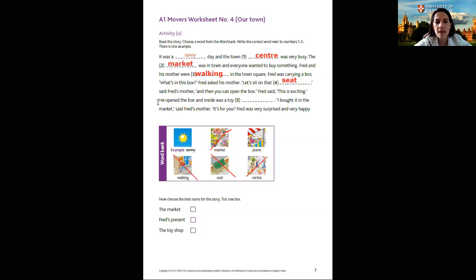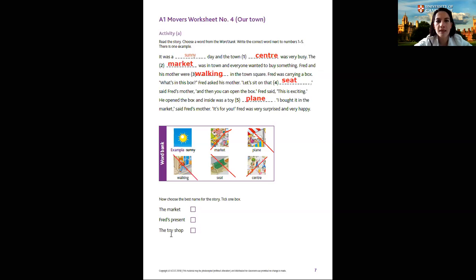Fred said, this is exciting. He opened the box. And inside was a toy. A toy what? Well, we're missing plane. A toy plane. Okay? And you write it down. No? A toy plane. I bought in the market, said Fred's mother. It's for you. Fred was very surprised and very happy.